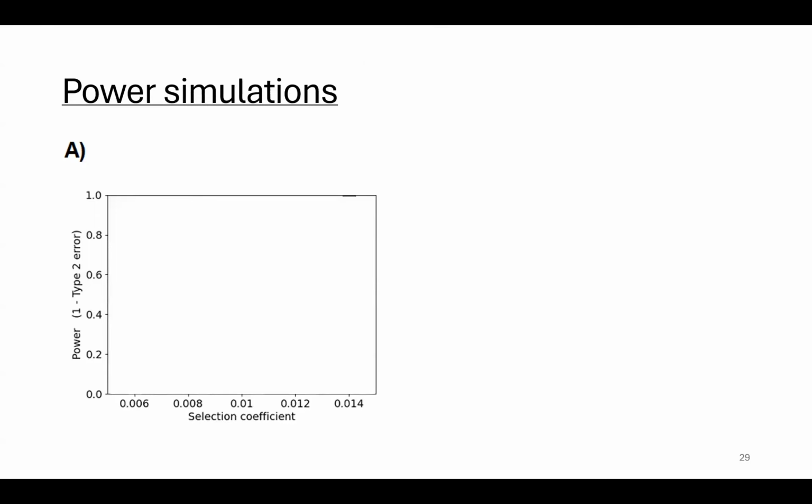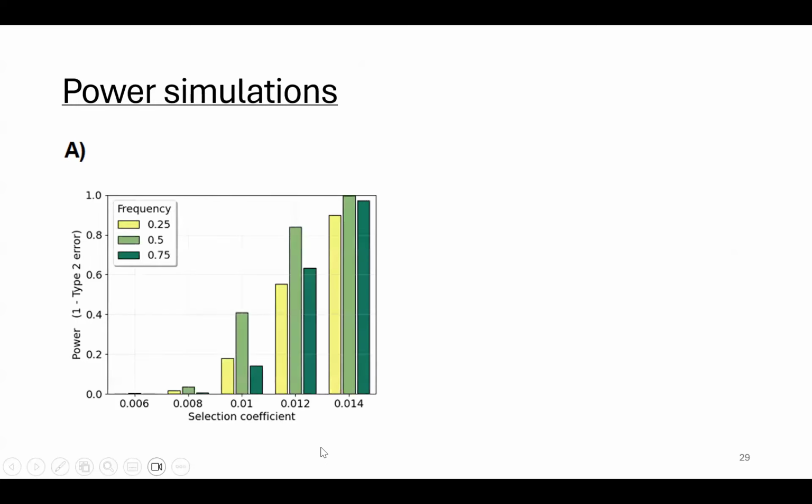We did power simulations. So we did some simulations with our algorithm and incorporated selective sweep selection coefficients. Here are the results. The different bar plots give us different frequencies in the current day of the sweeping allele. And we're starting to really gain power around this 0.01, which many population geneticists might refer to as a moderate to large selection coefficient.